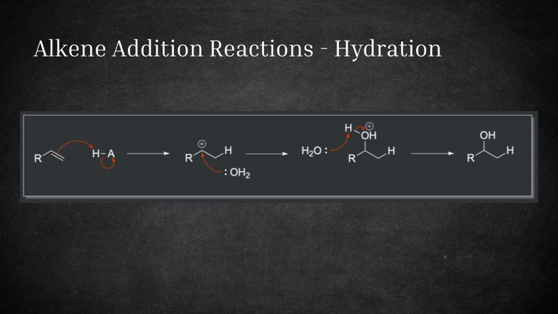In the next step, water, being the only nucleophile present, attacks the carbocation, forming a new sigma bond and producing an oxonium ion intermediate. Finally, the oxonium ion is deprotonated by another water molecule in the solution, completing the reaction and yielding the Markovnikov alcohol, where the hydroxyl group is bonded to the more substituted carbon and the hydrogen to the less substituted carbon. It's important to keep in mind that because this reaction proceeds through a carbocation intermediate, the carbocation can undergo rearrangement if a more stable carbocation can be formed.